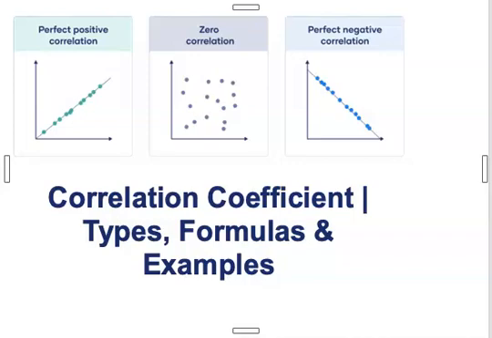A correlation coefficient of 0 means zero correlation. There is no relationship. And when it is -1, this is perfect negative correlation, and when one variable changes, the other variable will change in a negative direction. So if one variable increases, the other variable will decrease.